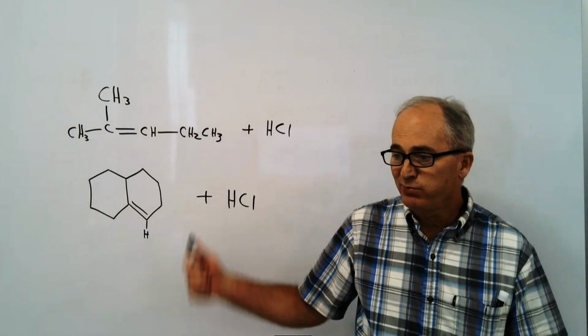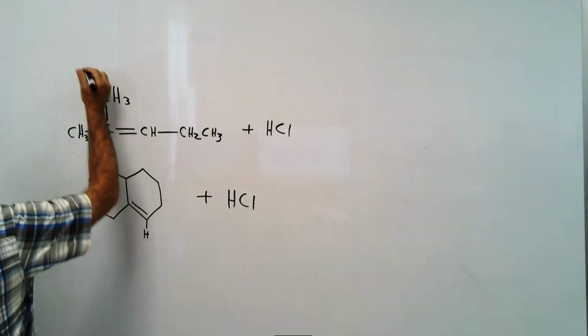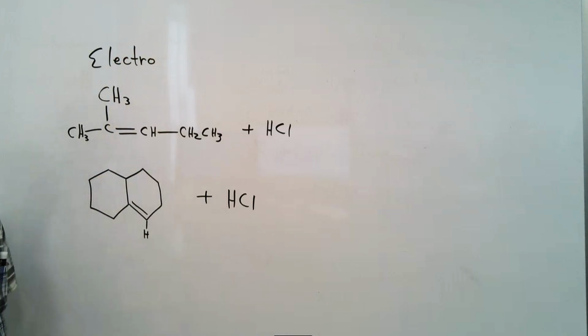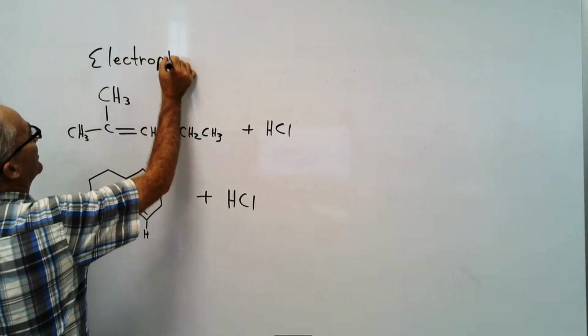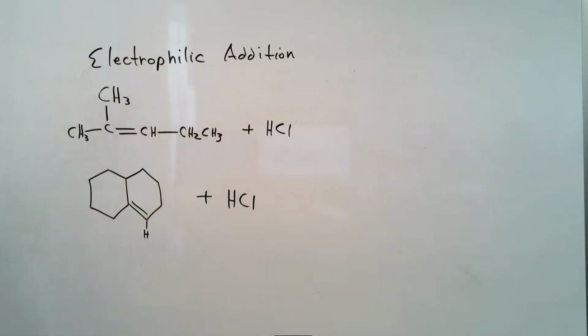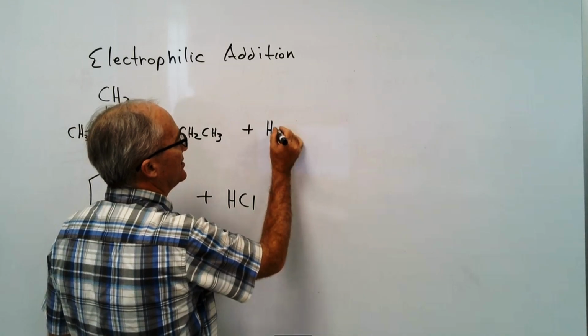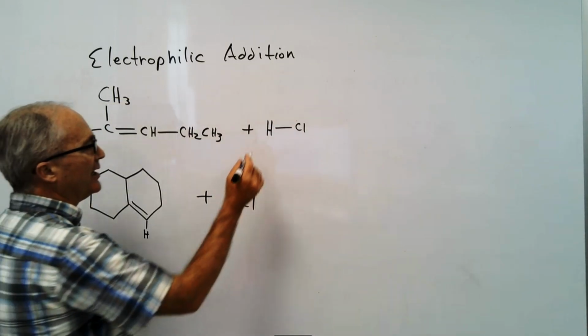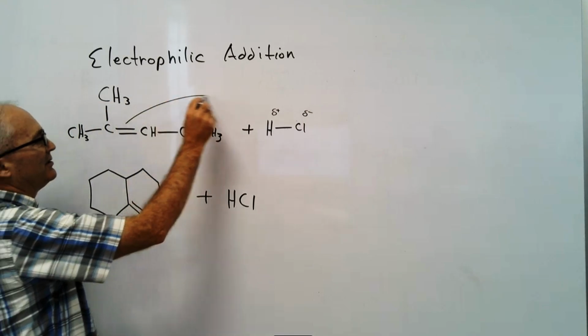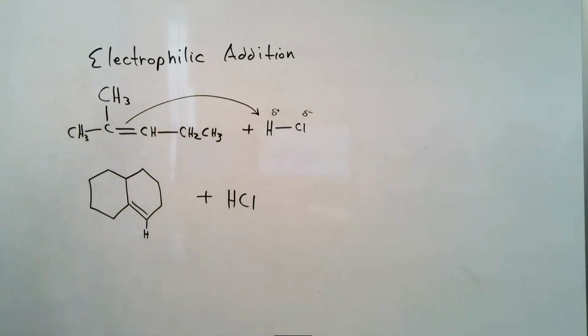Can we draw the products to these reactions? This is a general class of certain type of reaction called electrophilic addition. Double bonds are electron rich. Something like the HCl is going to be somewhat polarized, and these double bonds really want to reach out and grab that. We're going to look at that in detail.